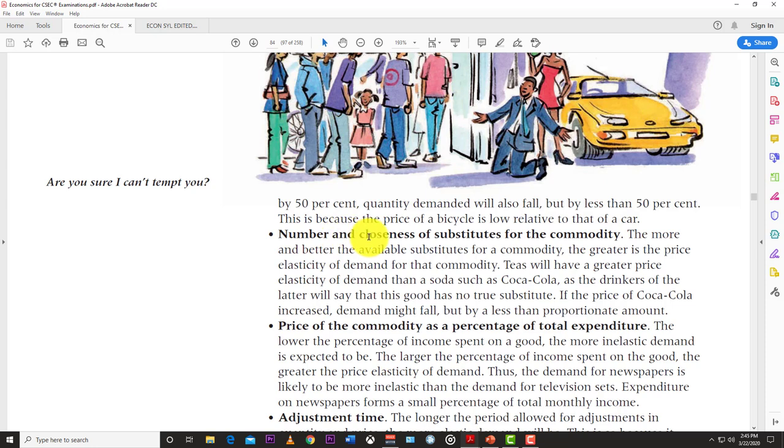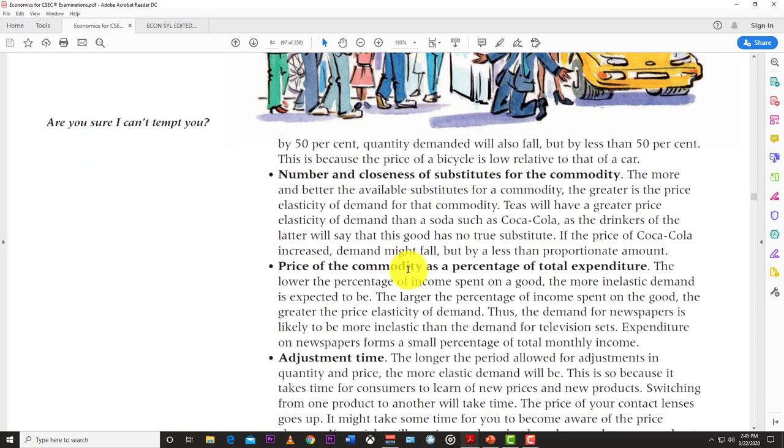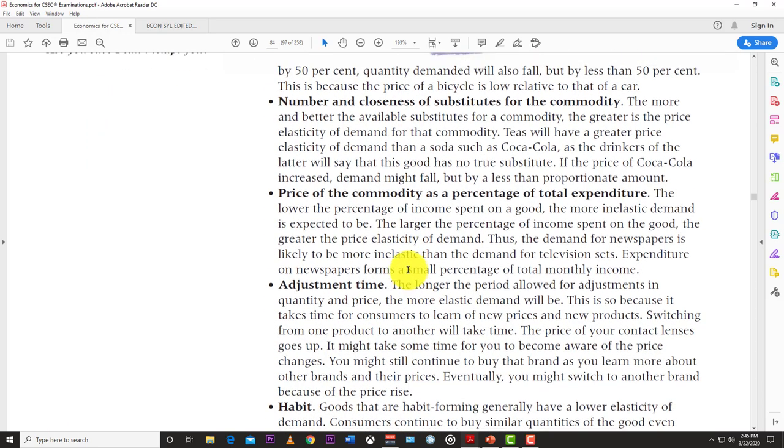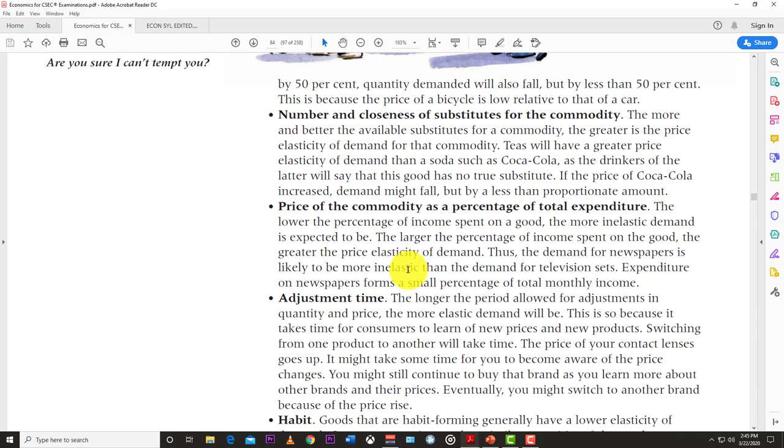This is one of the key things behind elasticity of demand. This right here: number and closeness of substitutes for the commodity. This is one of the key ones right here. Substitutes. Because the reality is this: if a product has a good substitute and the price of that product goes up, then of course everybody is going to migrate to the lower-cost substitute at one time. So of course, if you have a lot of substitutes, you would have a high elasticity. It would be very elastic if you have a high number of substitutes.